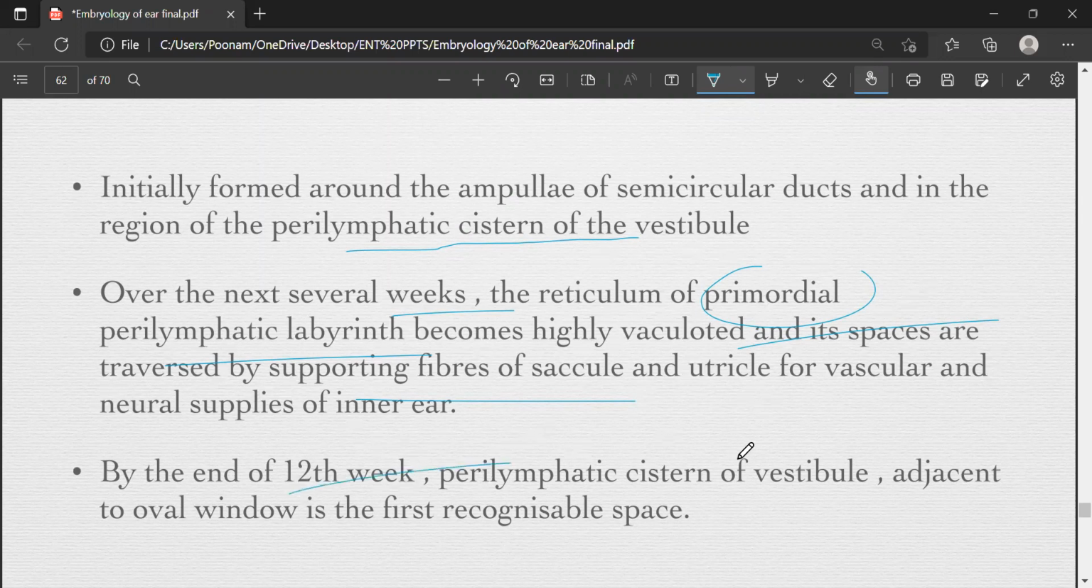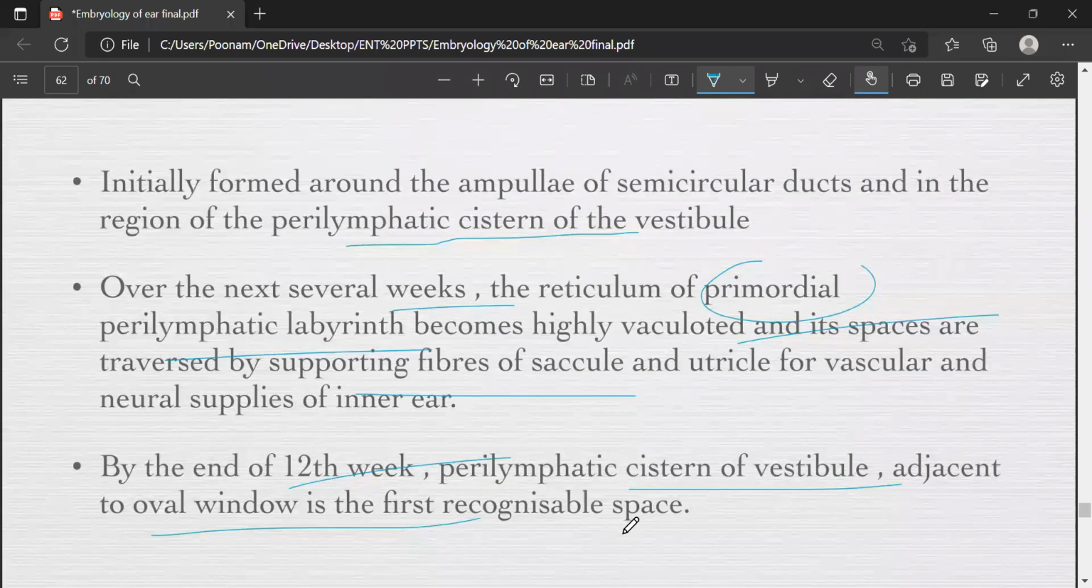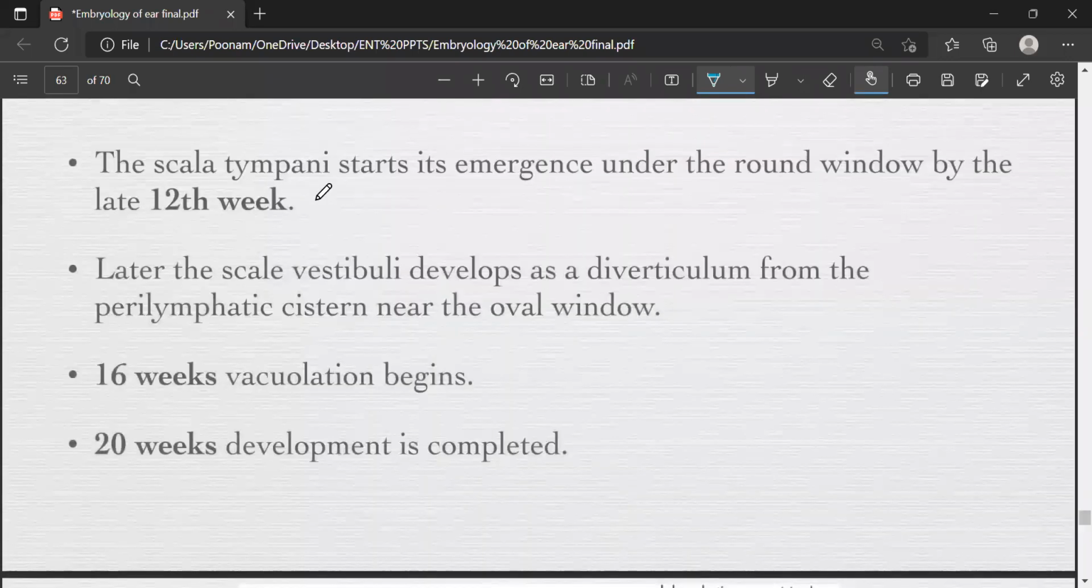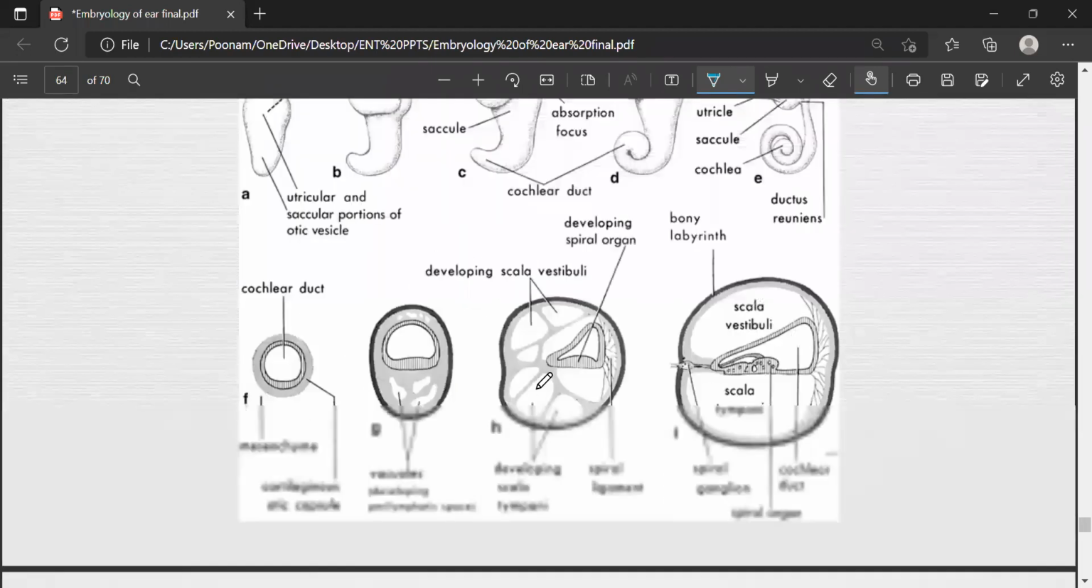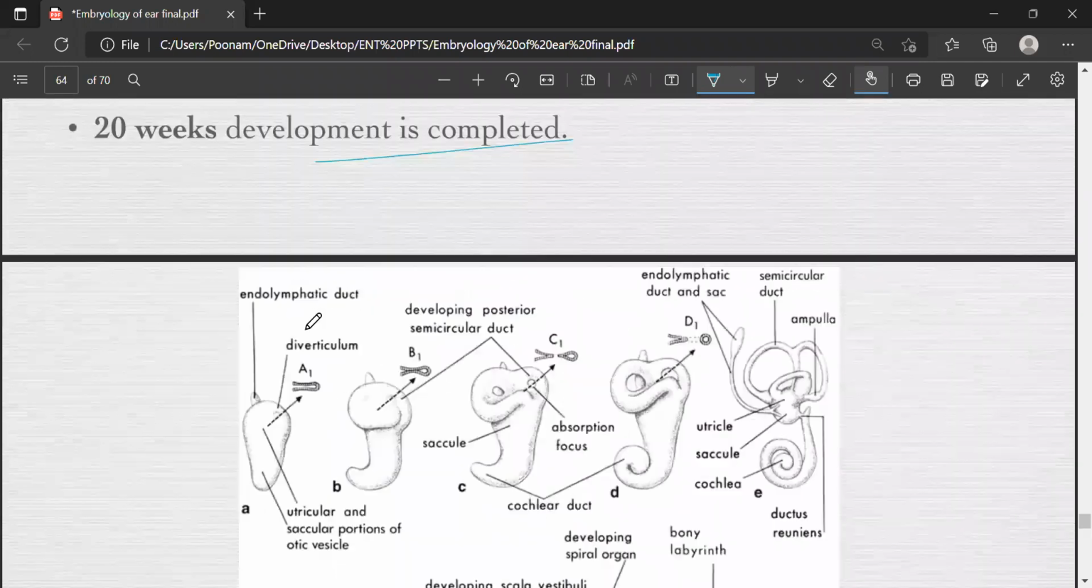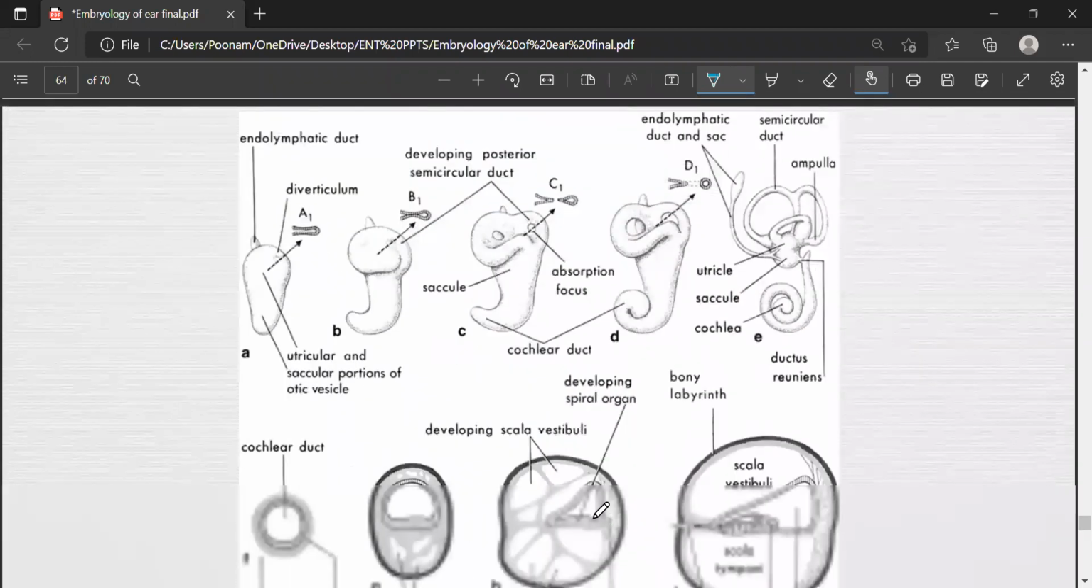By the end of the 12th week, the perilymphatic system of the vestibule adjacent to the oval window is the first recognizable space. The scala tympani starts its emergence under the round window by the late 12th week. Later, the scala vestibuli develops as a diverticulum from the perilymphatic system near the oval window. At 16 weeks, vacuolation begins. At 20 weeks, development is complete. We can see this in this photograph, a very beautiful representation.